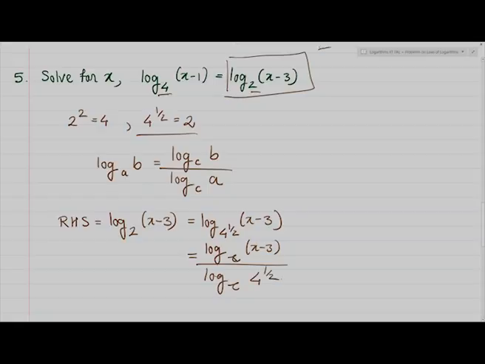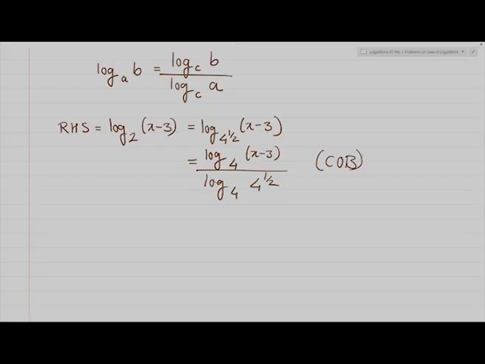Now the interesting part is I can choose this c because c is arbitrary. So to simplify calculations I can choose this c to be 4. Okay. The same change will appear here. This is due to change of base, okay, COB, you can call it COB. If the same change appears here, then the problem becomes very simple.